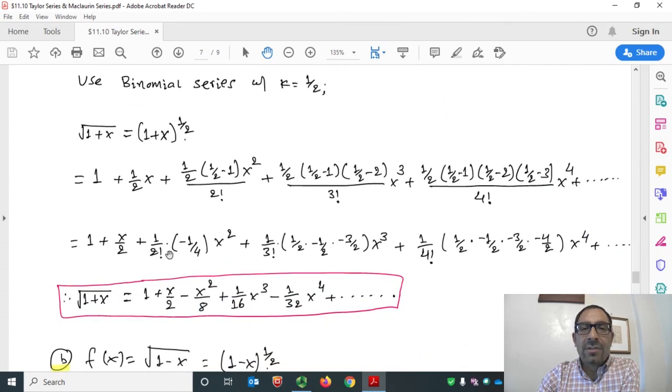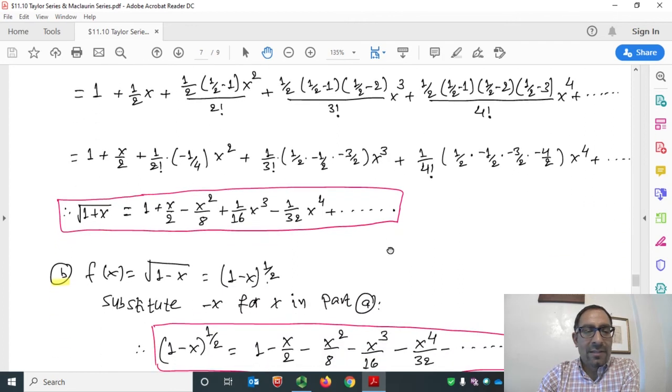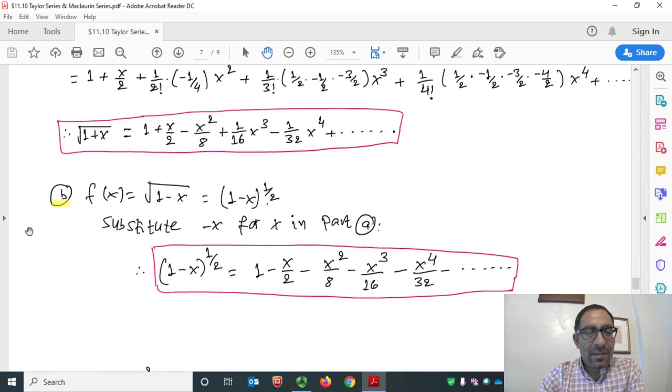And then we just simplify the coefficients, and it turns out that radical 1 plus x equals 1 plus x over 2 minus x squared over 8 plus 1 over 16 x cubed minus 1 over 32 x to the power 4 plus dot dot dot. Awesome. Let's move on. Part B. If we plug negative x for x in the part A solution, then we get the binomial series expansion of radical 1 minus x, which turns out to be 1 minus x over 2 minus x squared over 8 minus x cubed over 16 minus x to the power 4 over 32 minus and so on. Great. Let's move on.